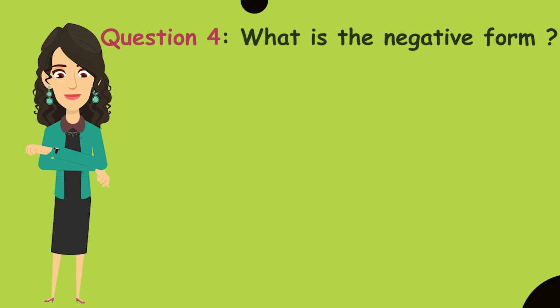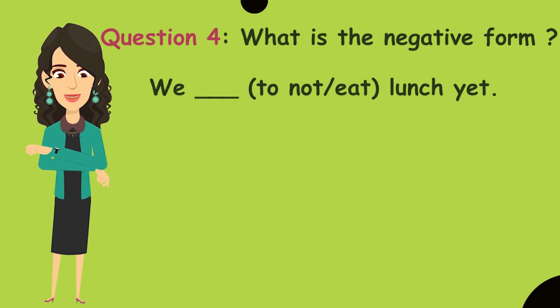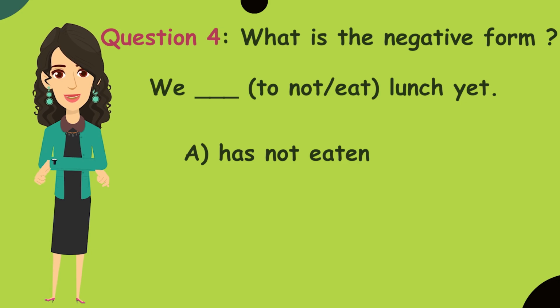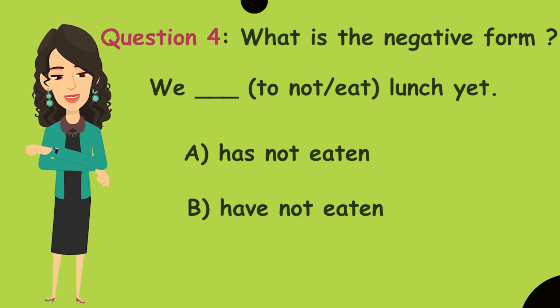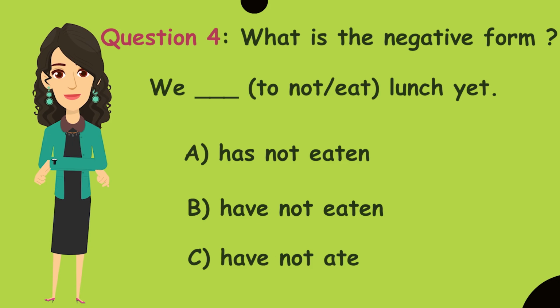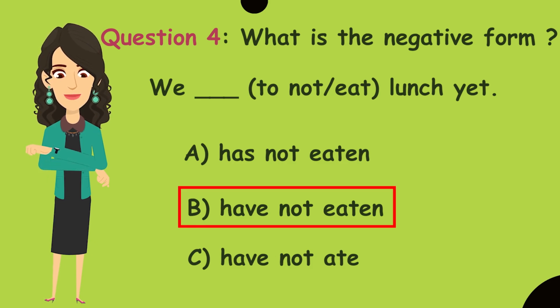Question 4. What is the negative form? We, to not eat lunch yet. Has not eaten. Have not eaten. Have not ate. The correct answer is B. We have not eaten lunch yet.